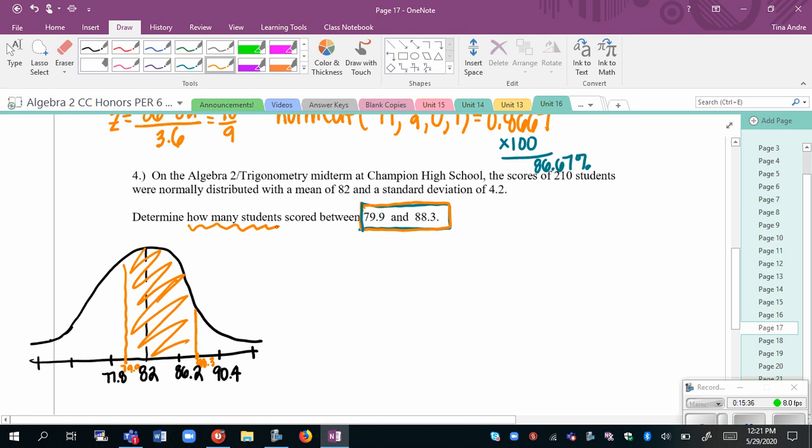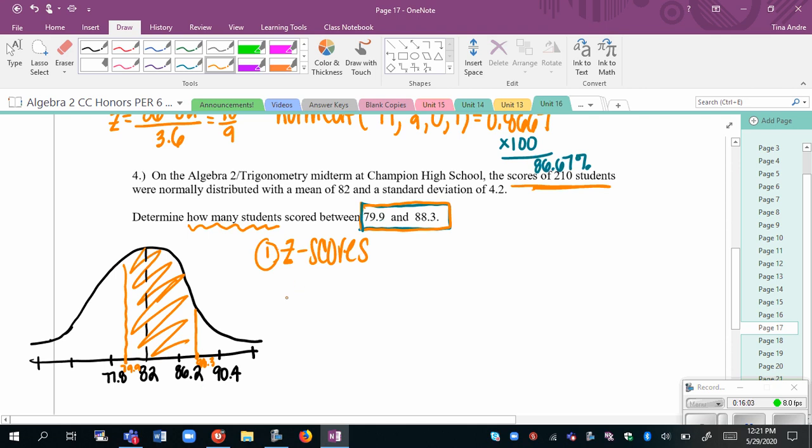It's not asking for a percent, it's not asking for a probability. So what I need to do is figure out what is the percentage of students that scored in this region so that I can then take it out of the 210. So the percentage out of the 210 students. So let's go ahead. First thing we've got to do is find those z-scores. So that's going to be our first step here, since I don't know the z-scores.